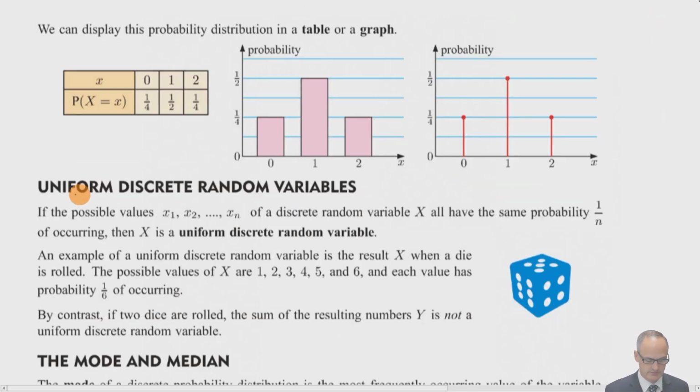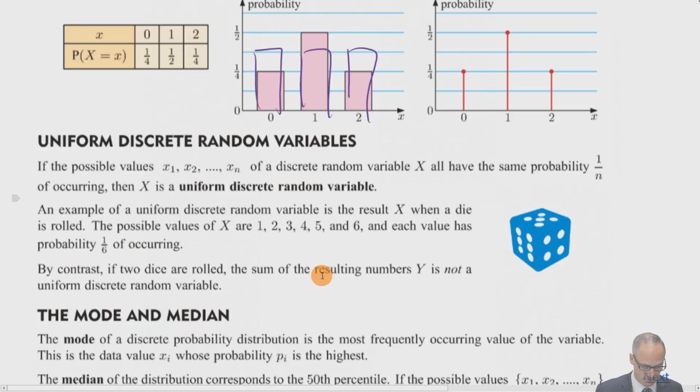Now, a uniform discrete random variable is one where the probabilities are all the same. So if we had all the probabilities equal to 1/3, that would be a uniform distribution. A dice is a good example of a uniform discrete random variable. The score on each dice has a probability of 1/6 of occurring. So it's always the same probability, and therefore it's a uniform discrete random variable.